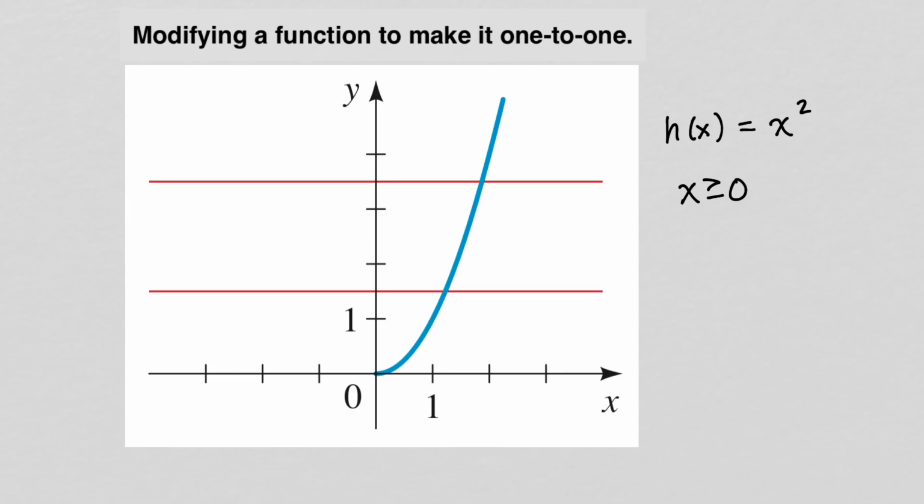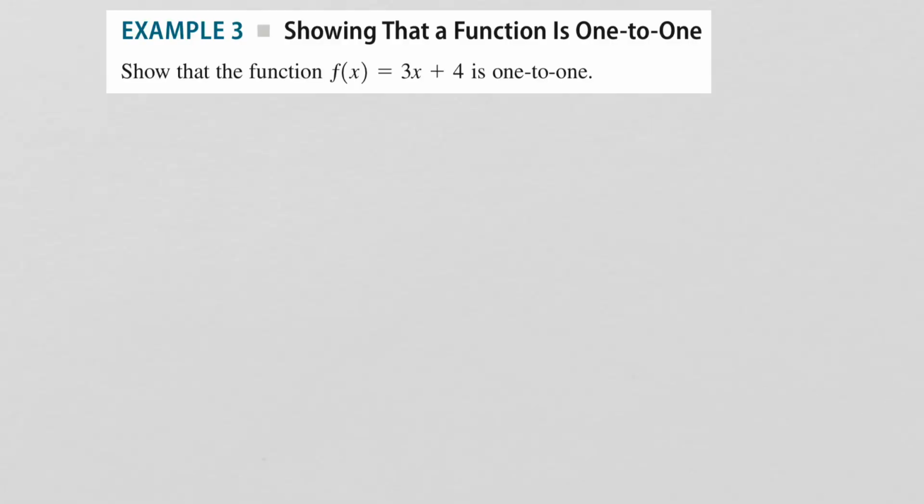So even functions that are not one-to-one can sometimes be made to be one-to-one by simply modifying the domain of the function. In our next example, we are going to show that the function f of x equals 3x plus 4 is one-to-one. Now, fundamentally, we should know that this is a one-to-one function because the graph of 3x plus 4 is a line.